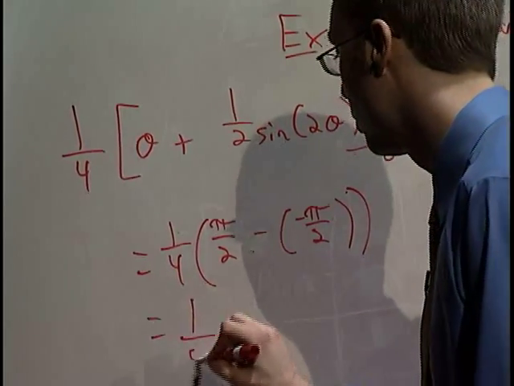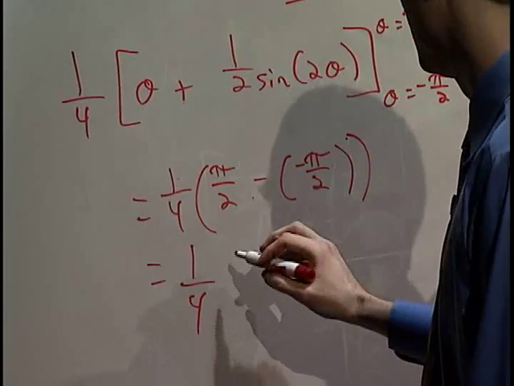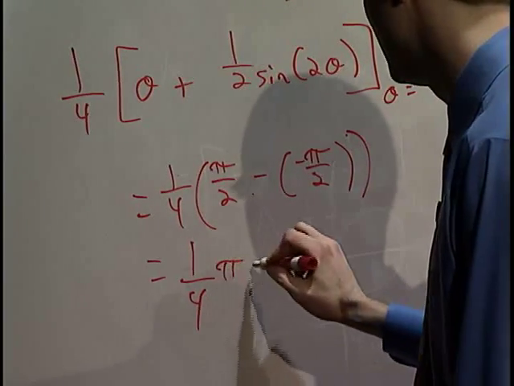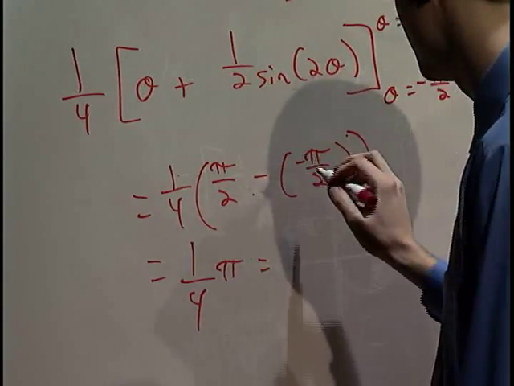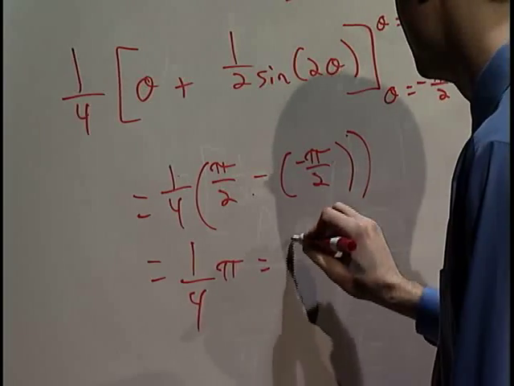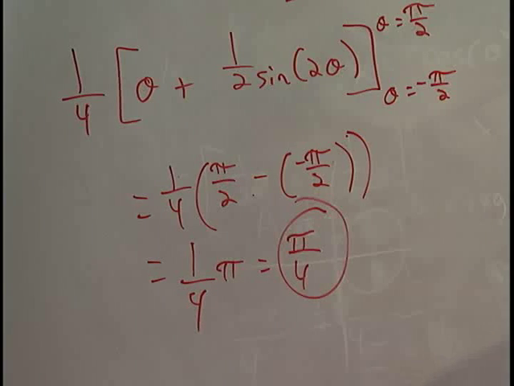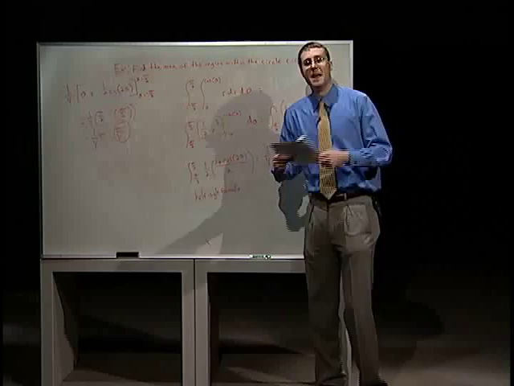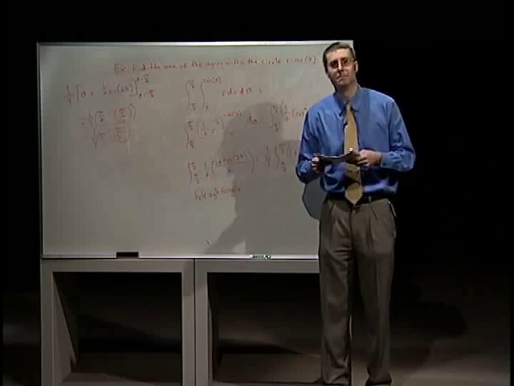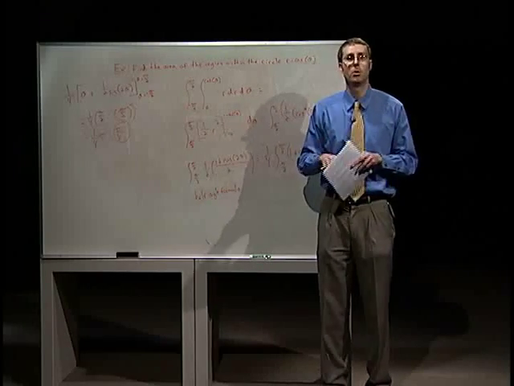So we get 1/4 times pi. And so is that right? Pi over 2 plus pi over 2? Yeah, that's pi. So pi over 4. Right? So there's the area. Right? Yeah, that's what I got. All right. And so that concludes the section on double integrals in polar coordinates.